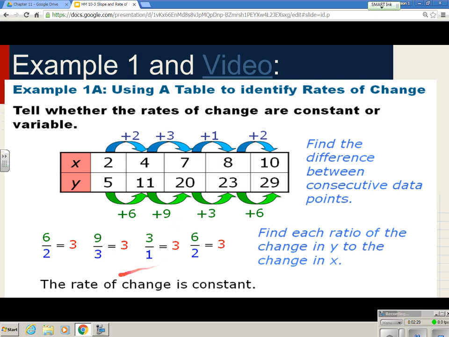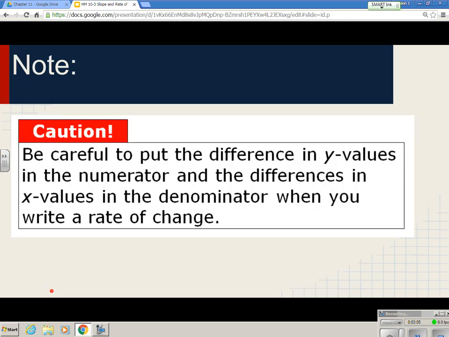So now what you do is you basically find out what the value is of each ratio by dividing the y over the x. So 2 goes into 6 3 times. Now what we're going to do is make sure that the other ratios give you the same value of 3. If they do, it's constant, and you can see it does. 3 goes into 9 3 times, 1 goes into 3 3 times, 2 goes into 6 3 times. So we call this rate of change constant. Write this down before moving on. Now remember, you have to make sure the y is over the x. Be careful, that's where people usually make a mistake. They don't put the y over the x.